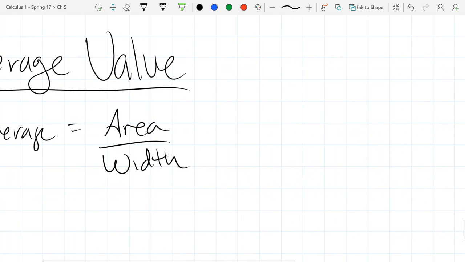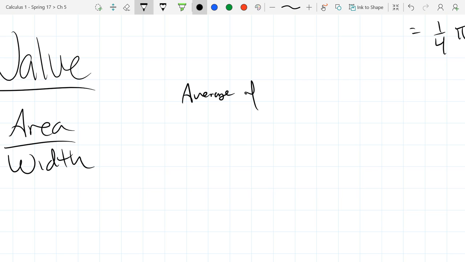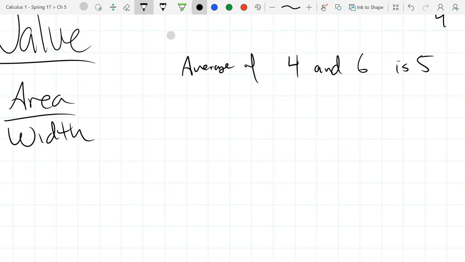So let's take a really easy example. Let's do the average of 4 and 6. What's the average of 4 and 6? 5. All right, 4 plus 6 is 10, divided by 2 is 5. All right, we're not going to go over that math. What I do want you to think about is the geometry of this.